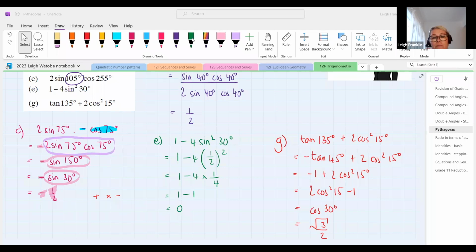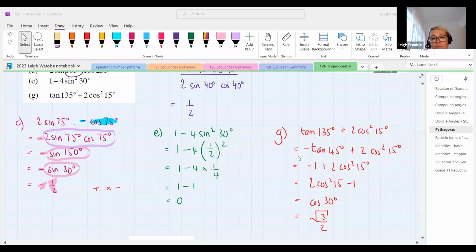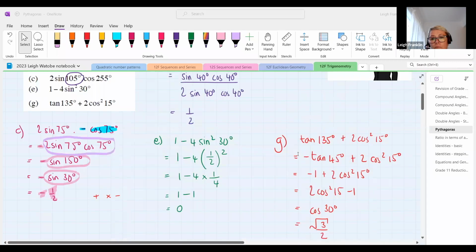Ma'am, by G, how do you get to negative tan 45? Oh, so are you asking how do I get negative tan 45? Yes, ma'am. Oh, okay. So that's 180 minus 45, which is 135. And because tan is negative in the second quadrant, that's why it would be negative tan 45. Does that make sense to you? Yes, ma'am.